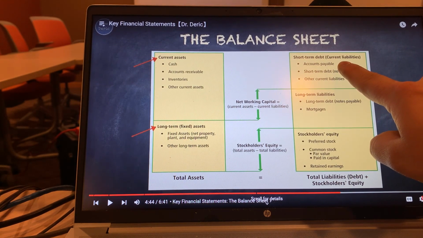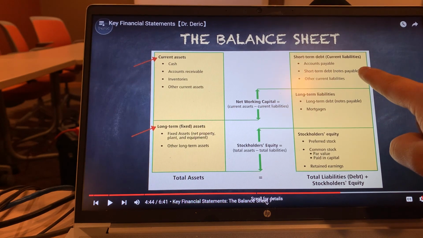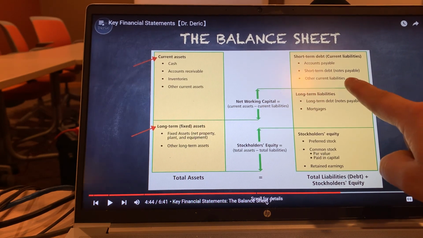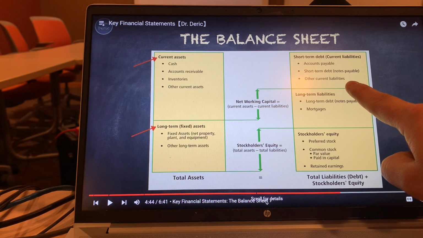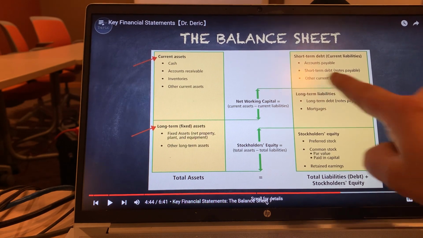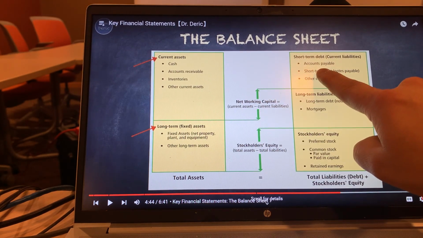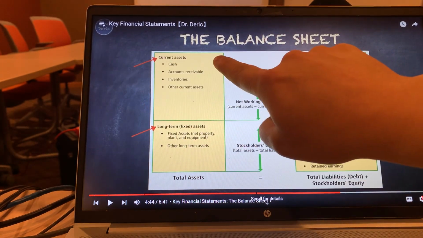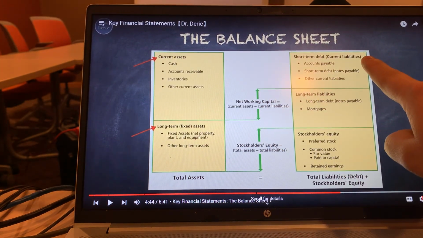So basically, what do we have to pay to our manufacturers? The short-term debt that we owe, and any other current liabilities. So the current liability is the short-term liability. This is all short-term stuff. And so when we take the current ratio, we're taking the current assets and dividing it by the current liability.